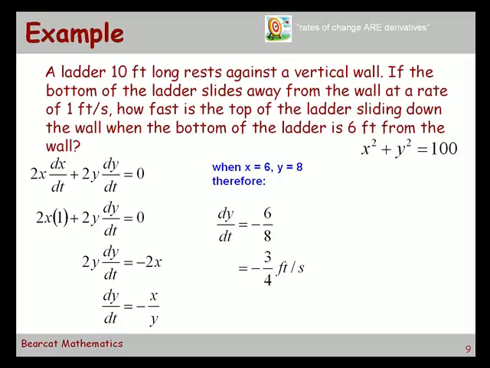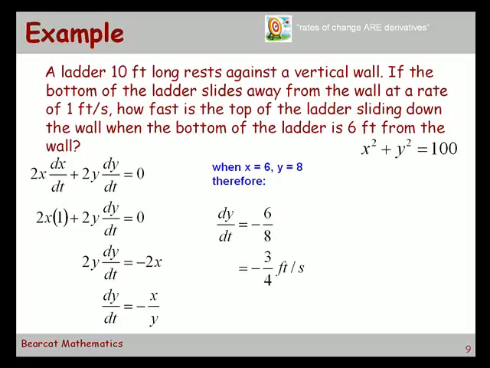You guys that have had a little more science? It means that the distance for y is decreasing, right? It's decreasing at a rate of 3/4 feet per second. So while x is going out at a foot per second, the ladder is dropping at 3/4 foot per second at the exact instance when the ladder is 6 feet from the wall.